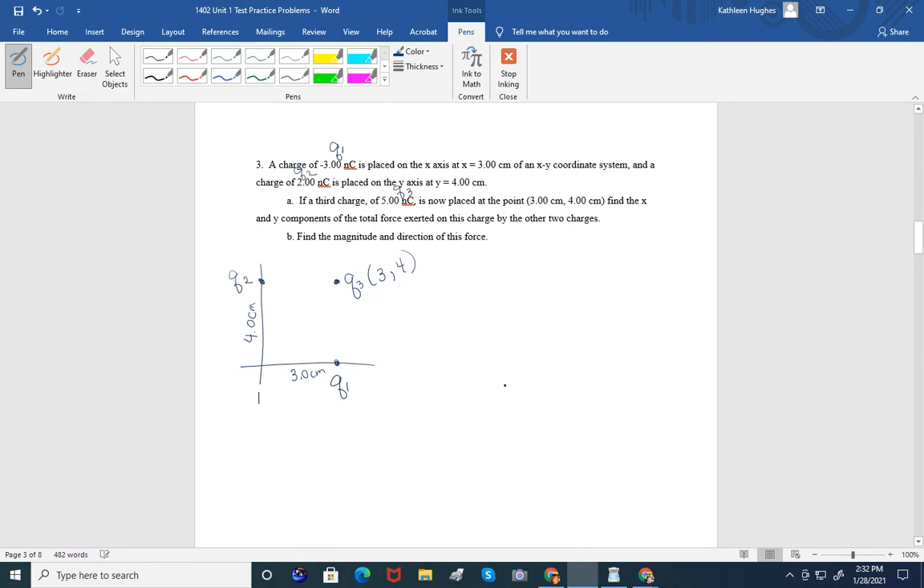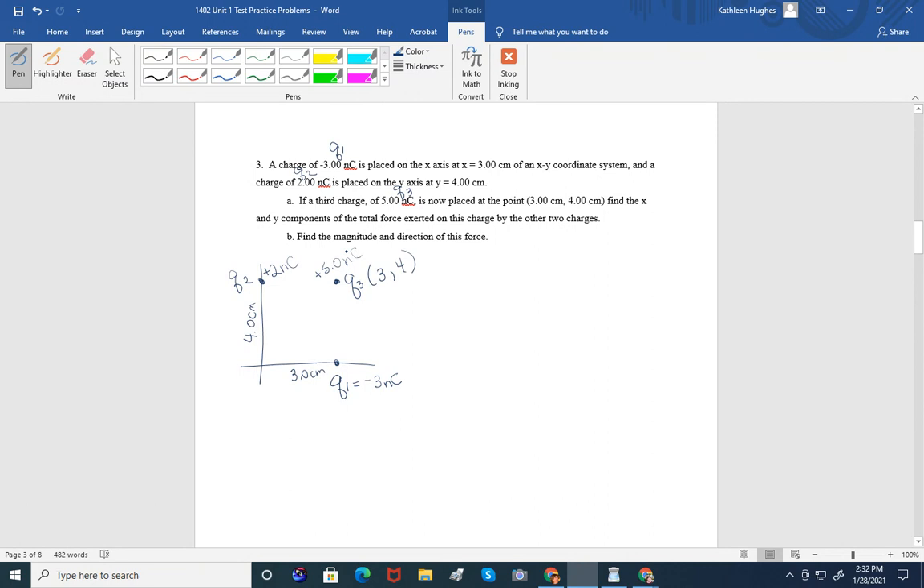All right, we do need to know the magnitudes of these charges as well. But the first thing I wanted you to really notice, Q1 is negative. It's negative 3 nanocoulombs. Q2 is positive. It's positive 2 nanocoulombs. And Q3 is also positive. It's 5 nanocoulombs. Those signs help us understand what's going to happen.